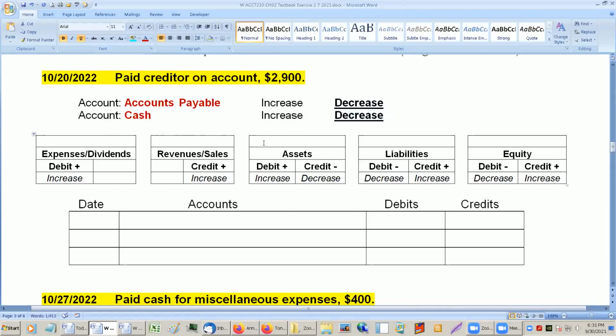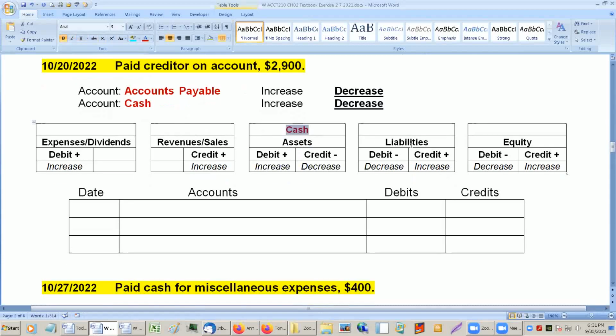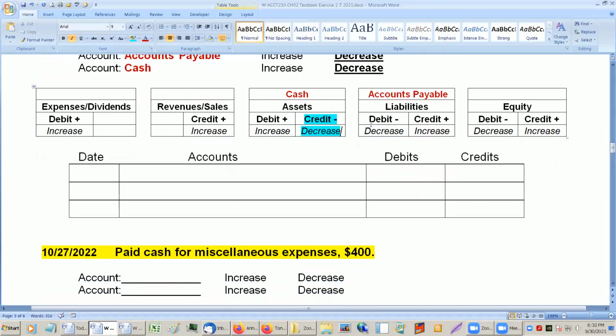Okay, so we have cash. Accounts payable. Cash is going down with a debit or credit? Oh, wait, never mind. Wait a minute. No, cash is going down. Accounts payable is going down with a debit.